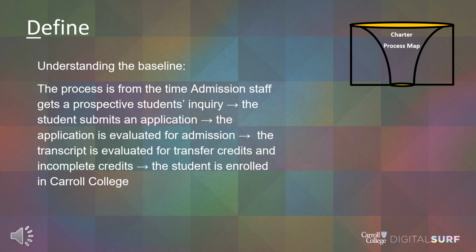In order to determine our project why, we sat down with our team and established what was the process by which transfer students are matriculated, that is, making a full application and starting classes at Carroll in the admissions process. The process is from the time the admission staff gets a prospective student's inquiry, then the student submits an application, the application is evaluated for admission, the transcript is evaluated for transfer credits and incomplete credits, and the student is then enrolled in Carroll College. We'll look at that just a little bit more in depth in the next slide.